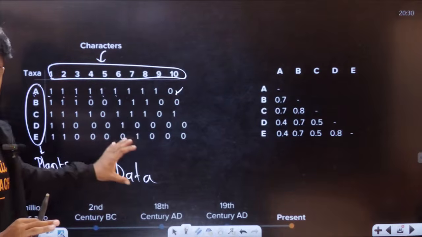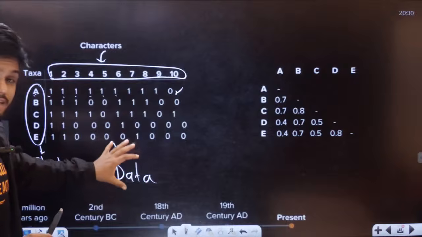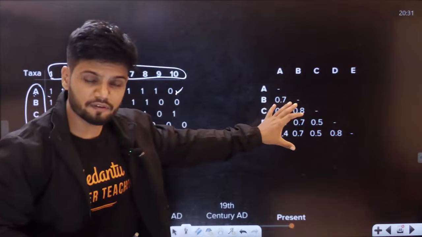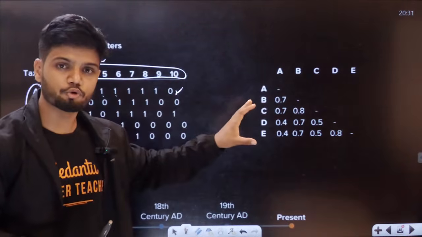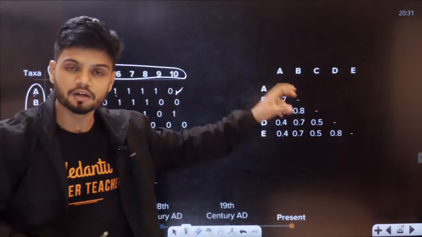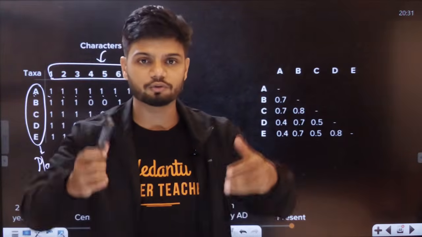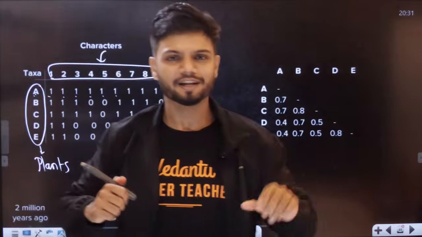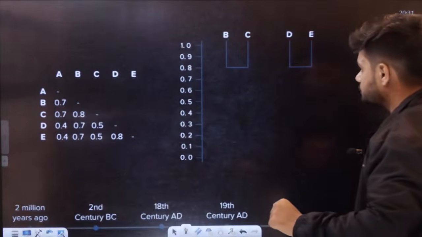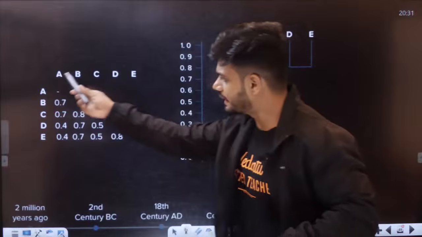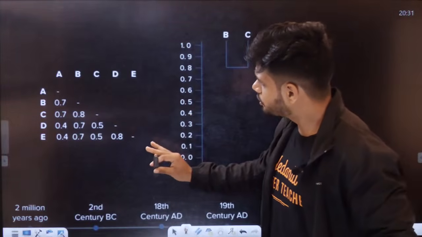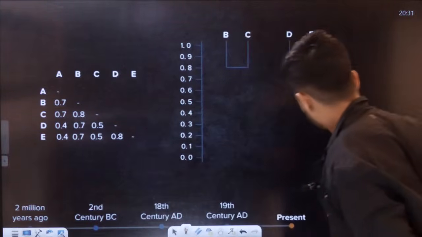Now we take this data, students, we feed it into a machine. We take a computer and give the data there. Once you give the data, the machine will give you a nice list here. Now for example, I'll show you a list here. Students, see here. Now let's say this is the initial data which we get.